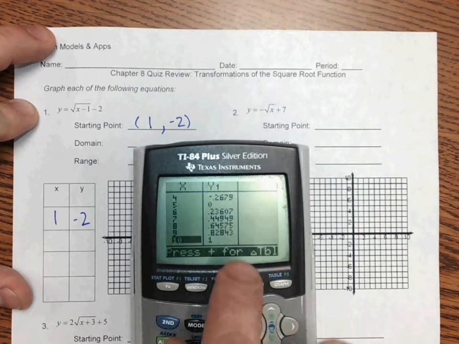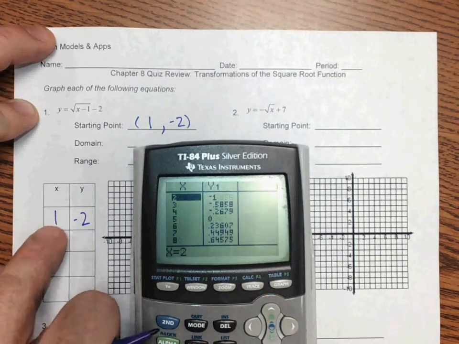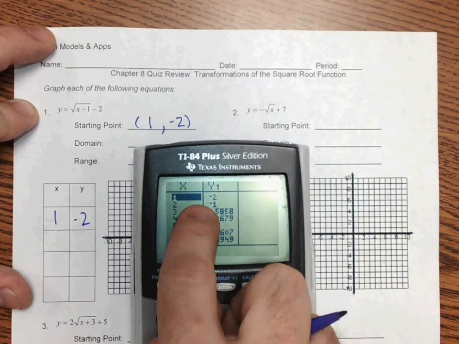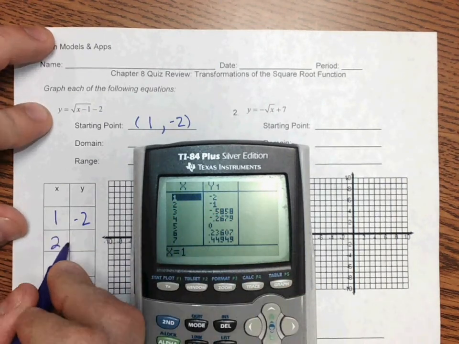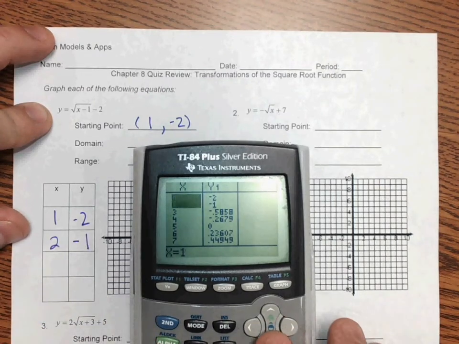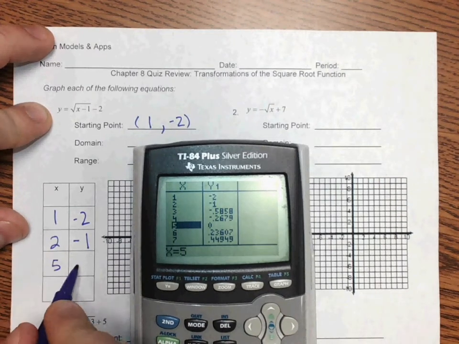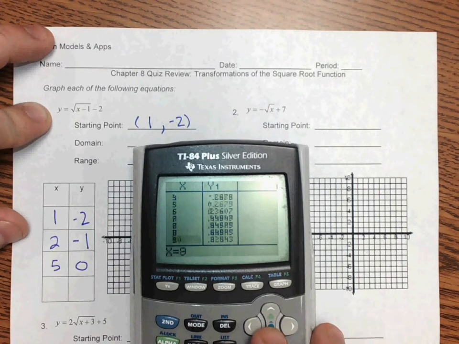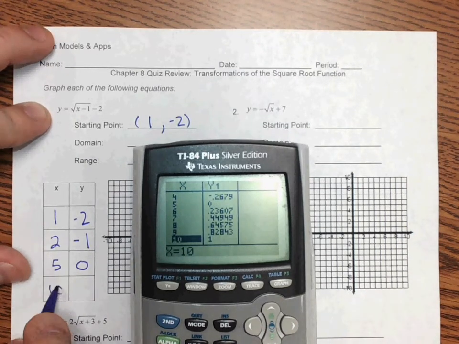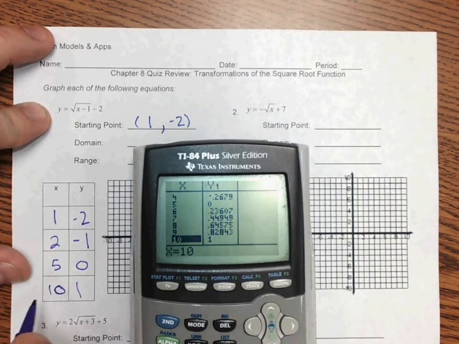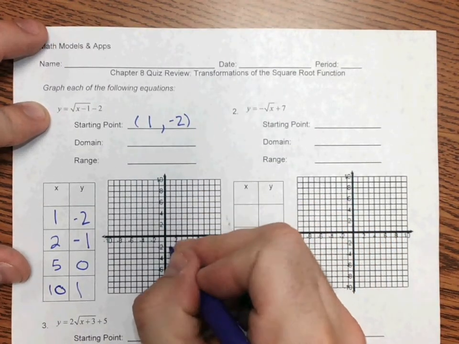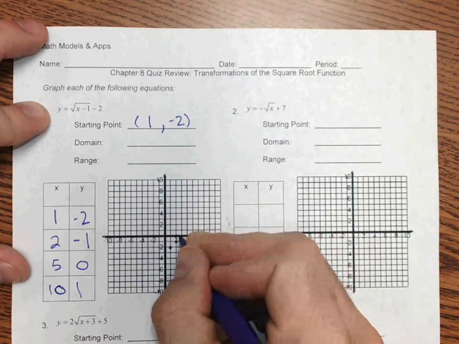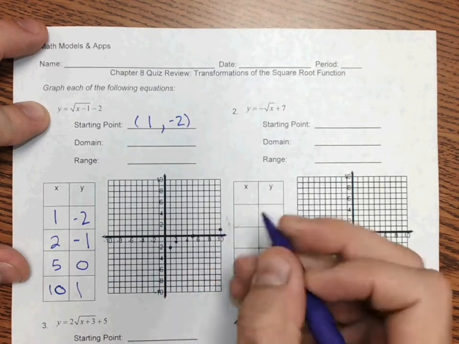And then go to the y equals, make sure I've got that equation in. Go to my table. I'm going to start with the value we're given, which is 1, negative 2. And then go down to the next whole number pair, which is 2 and negative 1. The next whole number pair is 5 and 0. And the last whole number pair, 10 and 1. We're going to go and graph this. 1, negative 2, 2, negative 1, 5, 0, 10, 1.